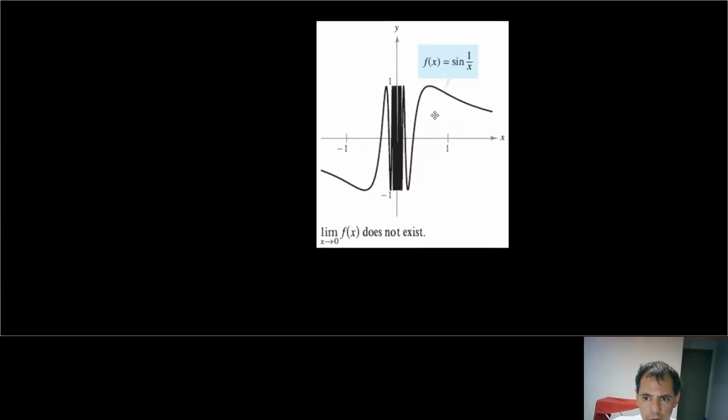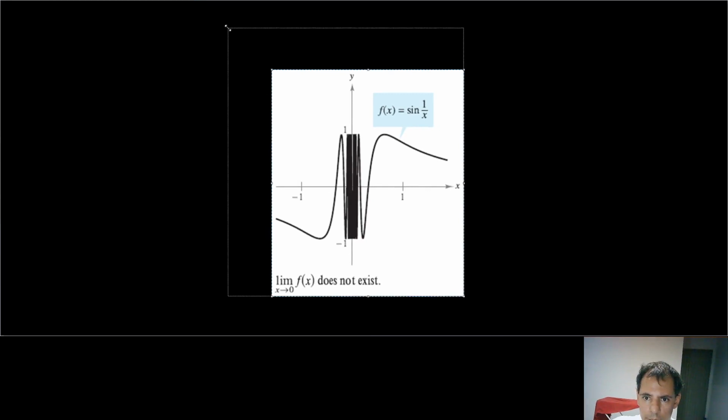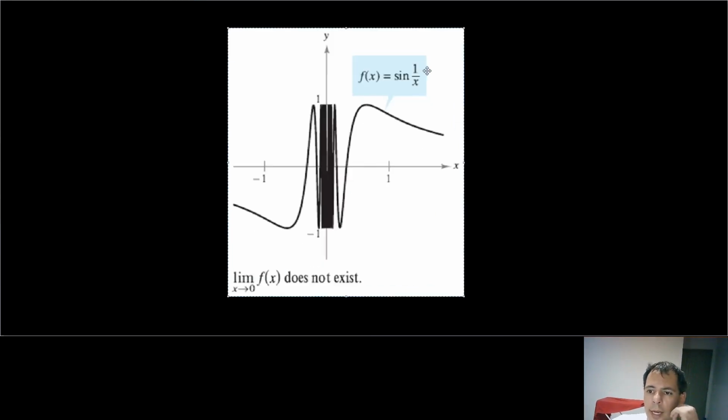This is another example of a function whose limit doesn't exist as x goes to 0: sine of 1 divided by x. Why? Because as x approaches 0, this is going to start oscillating, and it'll oscillate forever. Of course, x cannot be 0 because 1 divided by 0 doesn't exist, and you can't have the sine of something that doesn't exist. But as x approaches 0, this function just starts oscillating faster and faster and faster, always from 1 to 0 to minus 1 to 0 to 1 to 0 to minus 1. You see that it doesn't approach anywhere?